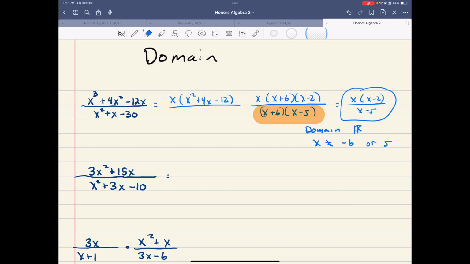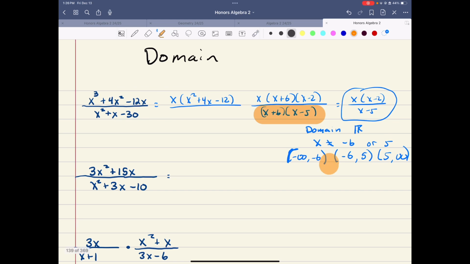If we wanted to do it in interval notation, I guess it would be from -infinity to -6, and it can't be -6. And then it's actually going to go from -6 to 5, and then from 5 to infinity. So you can see you've got that hole where you've got these two pieces right here. Those parentheses mean it can't equal that. So that would be our interval notation for that.